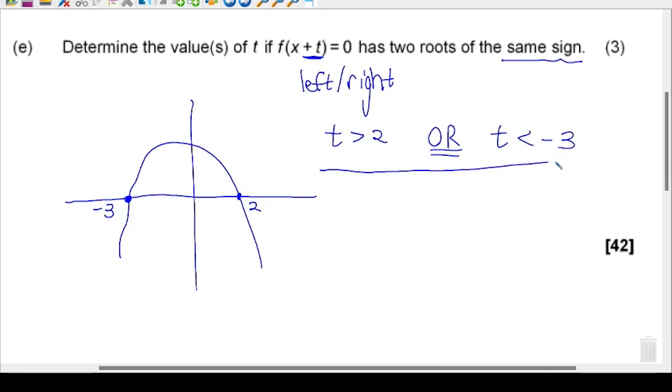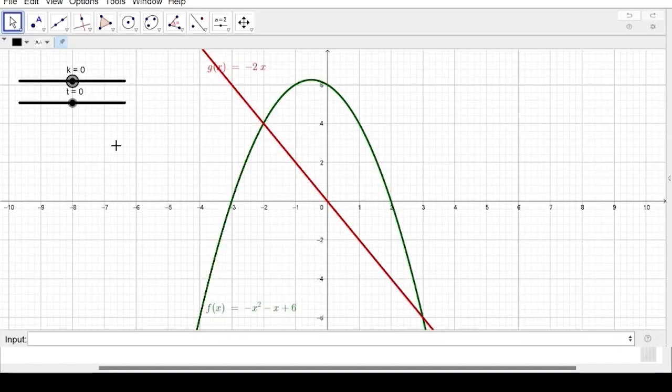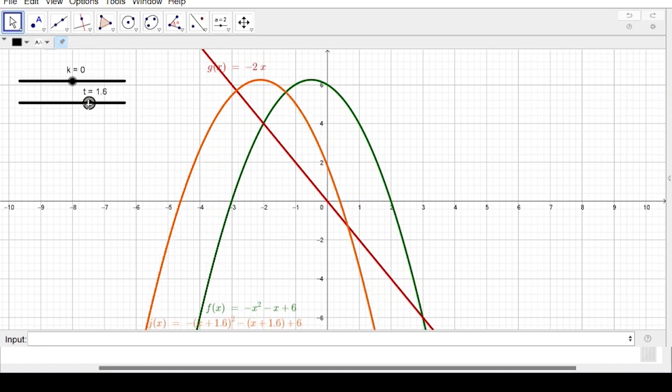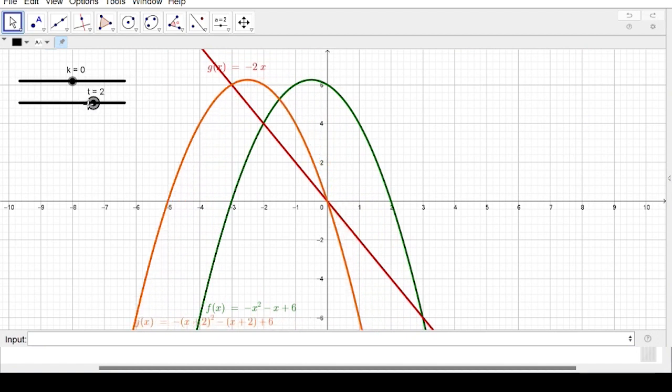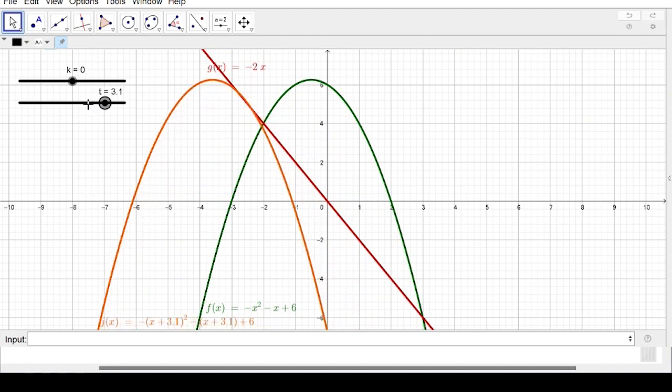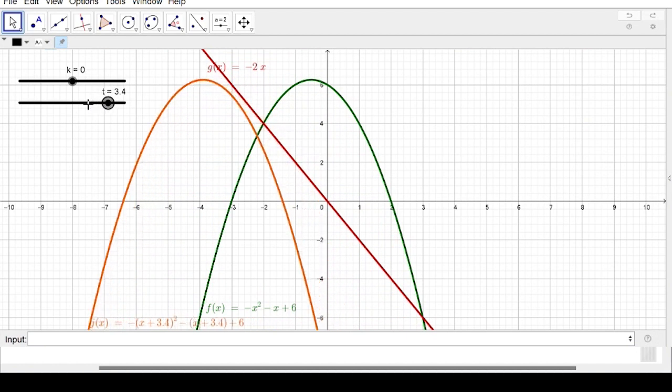Let's go back to that sketch and just have a look at how that actually plays out. So what we've got here now, sorry, just waiting for it to come up. There it is. Okay, what we've got here now, as I make t bigger, you'll see the orange graph moving to the left. All right, and you'll see that once I get to 2, I've got a negative root and a root of 0. As soon as I go more than 2 to the left, both of my roots are negative.